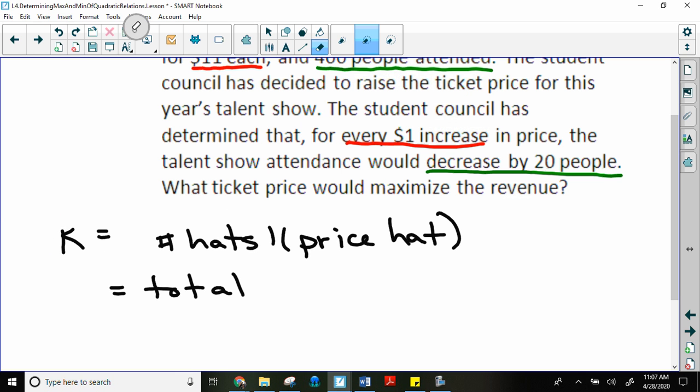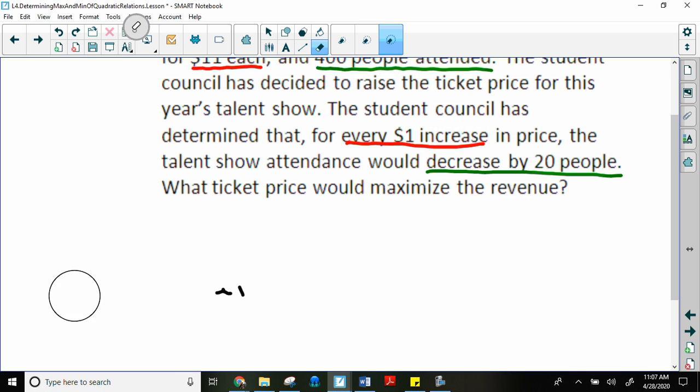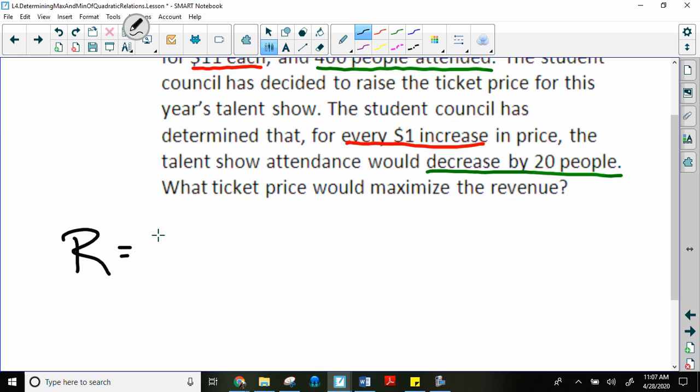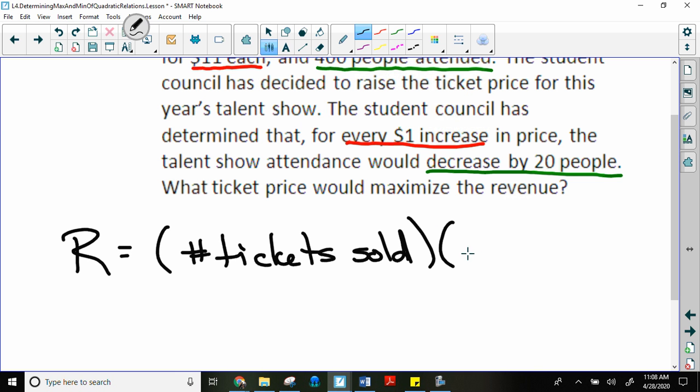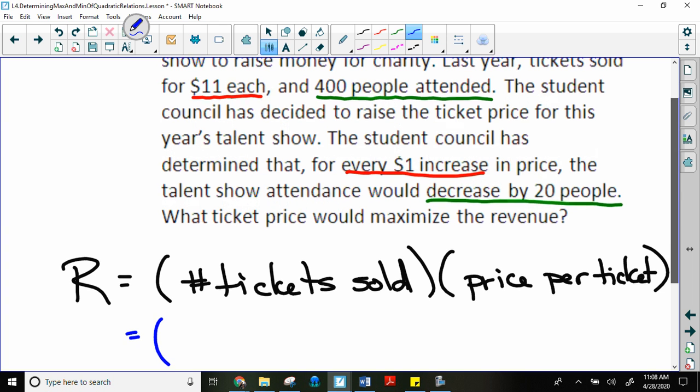So for us, revenue has to happen when we look at the number of tickets sold. So if they sell 100 tickets, then we have to multiply that by the price per ticket. Okay, so let's talk about the number of tickets sold. I have that in green.